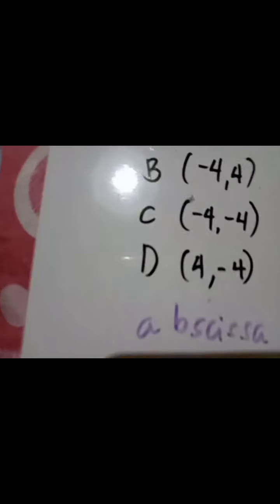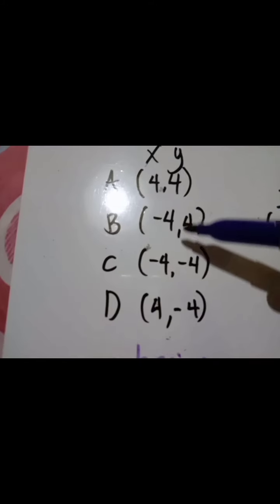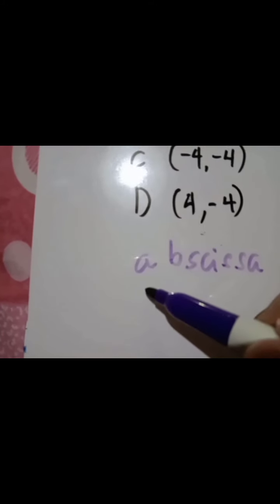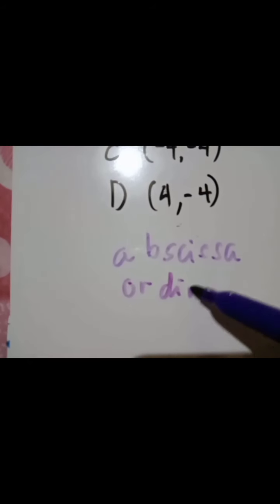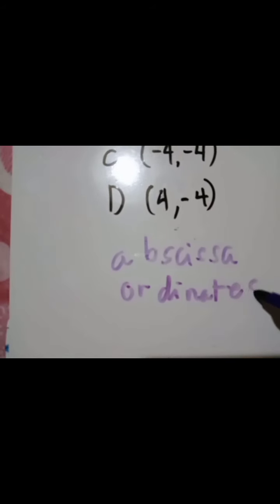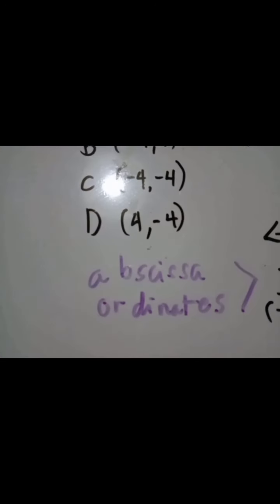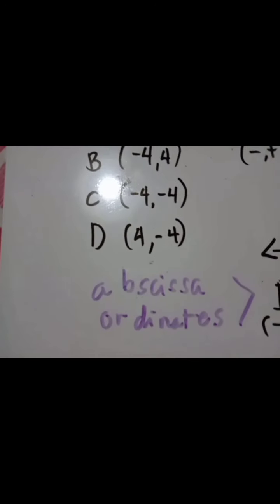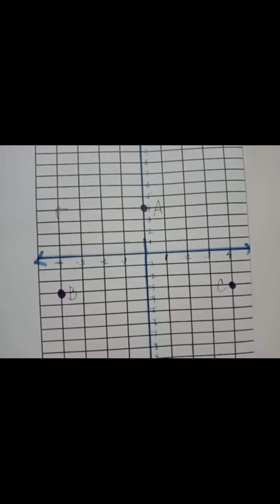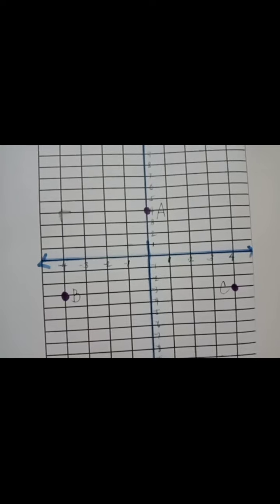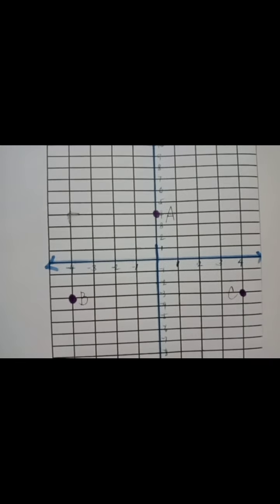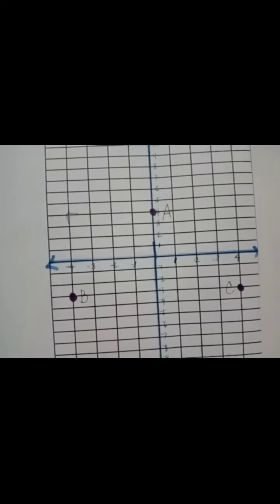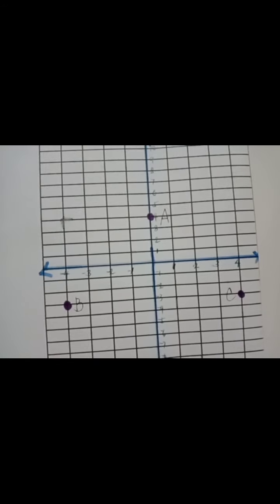Abscissa. And then, the y coordinates, okay, these are all the y coordinates. The y coordinates is also known as your ordinates. Ordinates. And then, together, we have coordinates. This time, given the points, we're going to write the coordinates. Okay? We're going to write the coordinates of A.